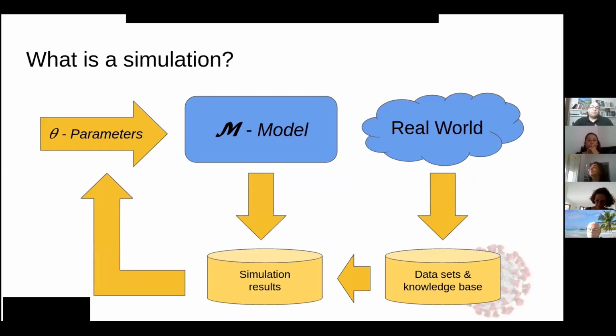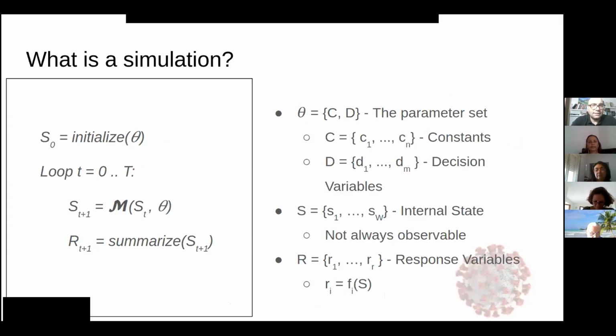What is a simulation? I believe everybody knows what a simulation is, but let's review it. We have a set of parameters, and we introduce them into a model. This model makes a relationship between the decision variables and the constants about the real world, and makes an inference of several response variables. We compare these response variables, the simulation results, with the data collected in the real world and refine the parameters. We repeat this process until we have a very accurate model of the real world. So this is an iterative process.